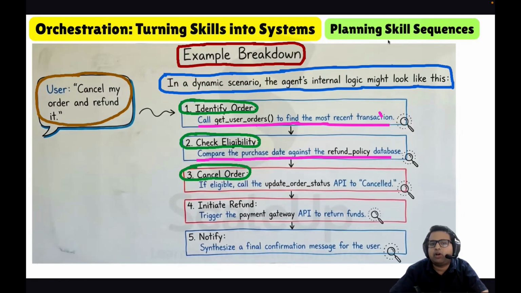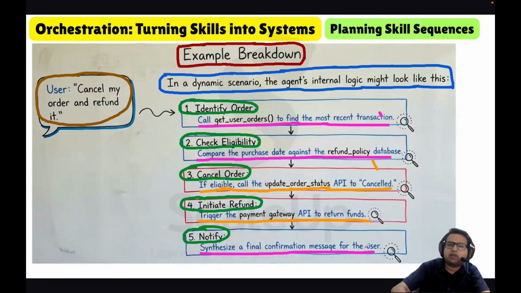If the order is eligible for refund, it will call the update order status API to cancelled. Then the agent will initiate the refund. It will trigger the payment gateway API to return refunds. And finally, the agent will notify the user. It will synthesize a final confirmation message for the user. So this is how dynamic planning works.